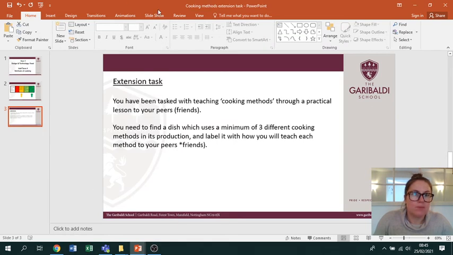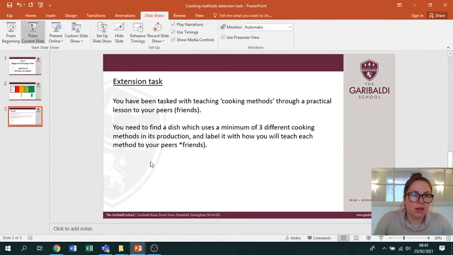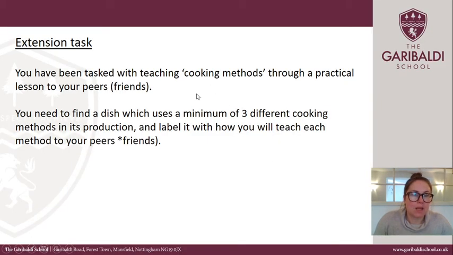If you finish that and get all of that done, there is an extension task which I will show you here, which is essentially taking on the role of the teacher. So you've been asked to teach cooking methods through a practical lesson to your peers. Peers just means your friends. So you need to find a dish which uses a minimum of 3 different cooking methods in its production and label how you're going to teach that to your friends.